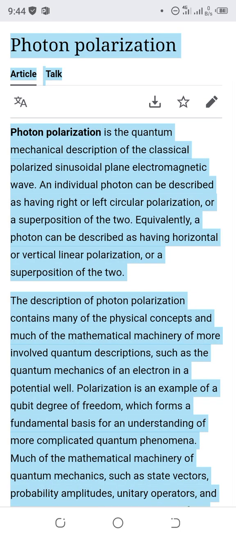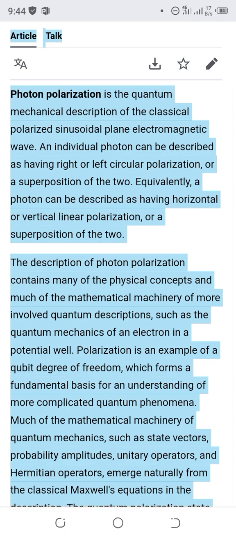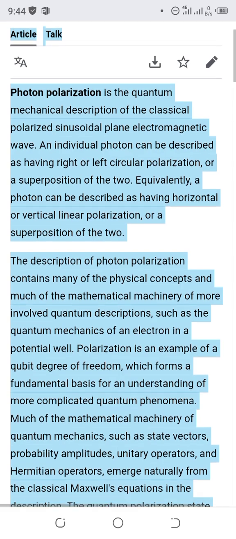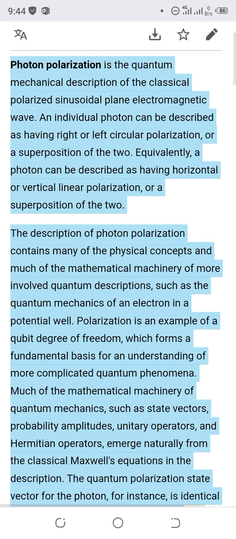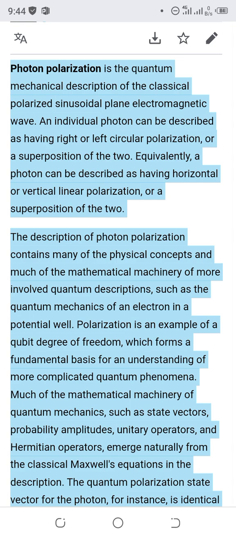Today my topic is about photon polarization. Photon polarization is the quantum mechanical description of the classical polarized sinusoidal plane electromagnetic wave. An individual photon can be described as having right or left circular polarization or a superposition of the two.